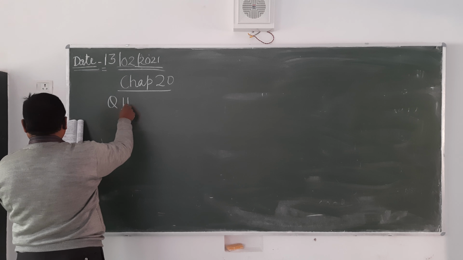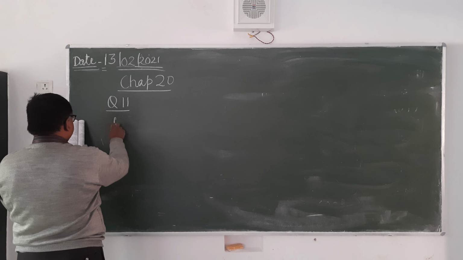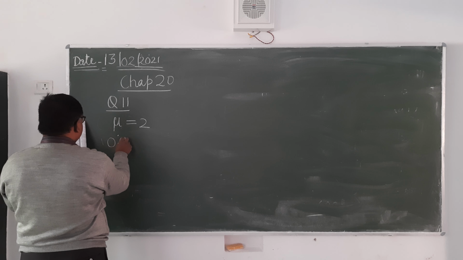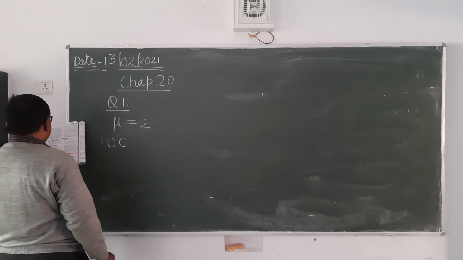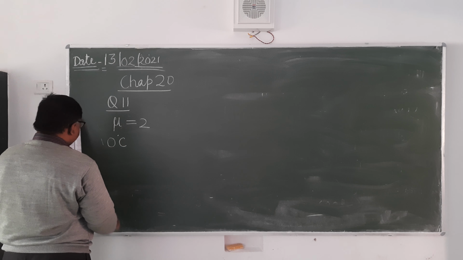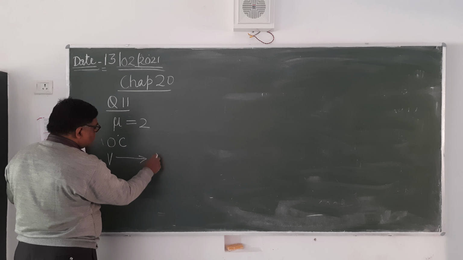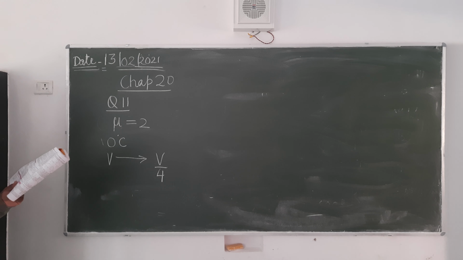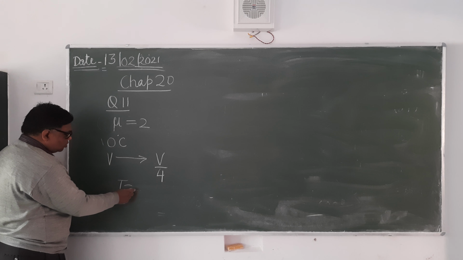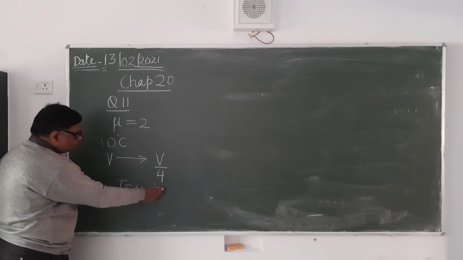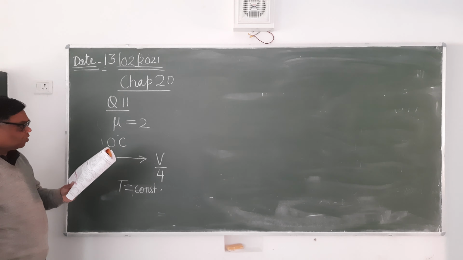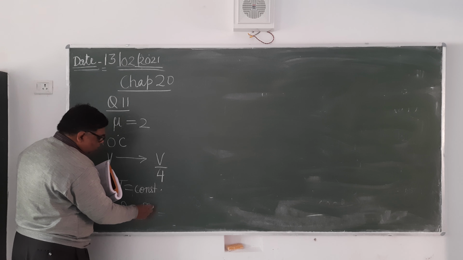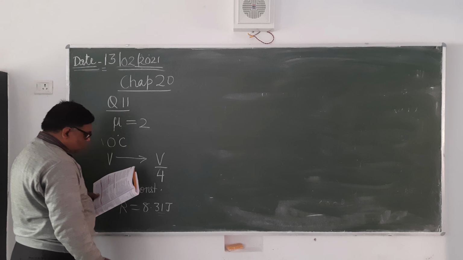Question number 11. 2 moles of oxygen, mu equals 2 moles, at 0 degree Celsius are compressed until the volume remains 1/4 of the initial value. We say V by 4, the compressed. It's clear? At the same temperature, T is constant. Here T is constant. Calculate the work done. R equals 8.31 joule per mole per Kelvin.